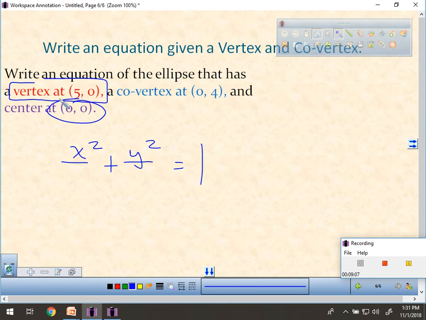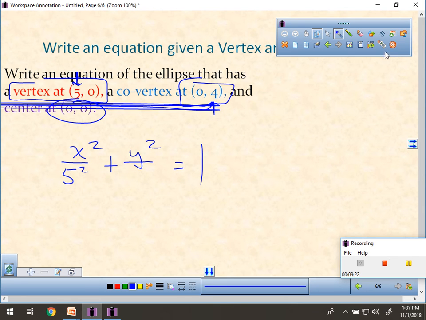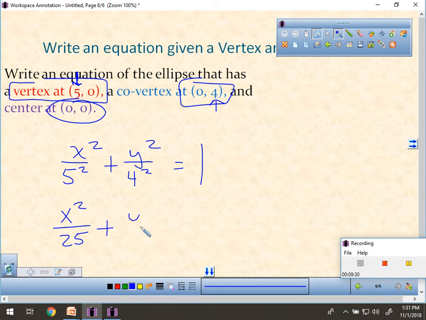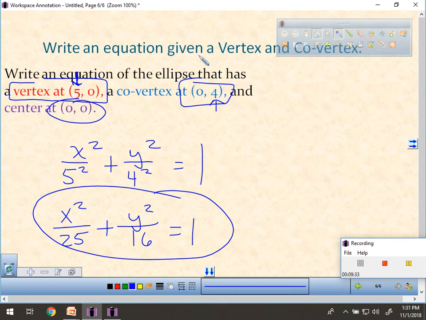Well, the other part in red and blue gives us our information. It says my vertex is at 5, 0. Notice that it's the x value for my vertex. So that means that the x value, 5, square that, 5 squared, and then over here the covertex is at the point 0, 4. Notice the 4 that's in the y value, and so then that would be 4 squared underneath the y. So my equation would be x squared over 25 plus y squared over 16 is equal to 1. And that will be the equation of my ellipse.